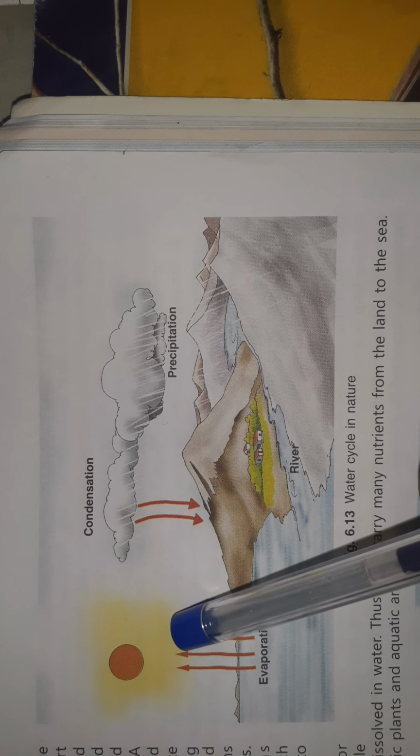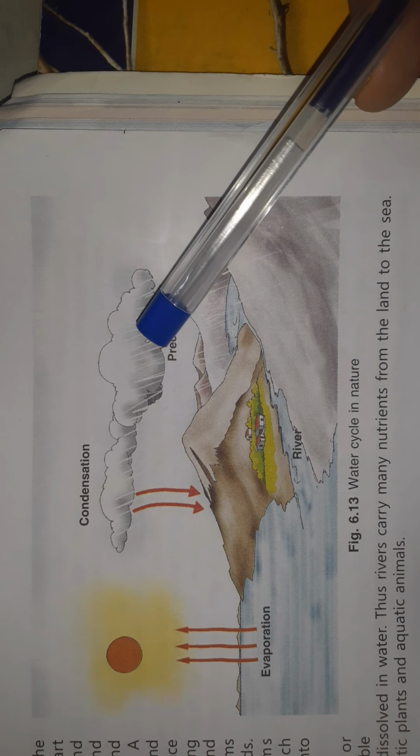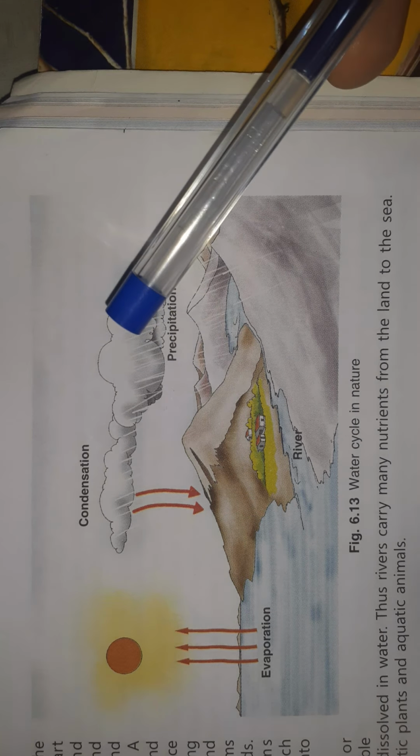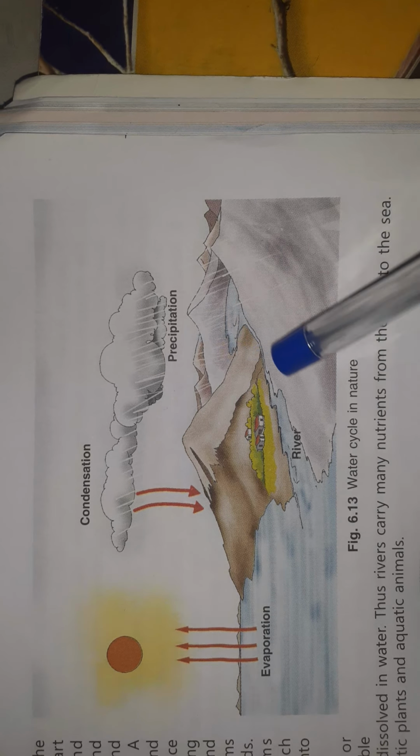Now this water which is evaporated, it rises up and it cools and condenses to form the clouds. This is called second step, which is condensation. And next step is precipitation. This means on coming in contact with cold air, these water droplets and clouds precipitate and produce rain, which is called precipitation. That means this water again comes back on the earth and it again evaporates, and then condenses, and then precipitates. This is the water cycle that you have to show in your write-up.